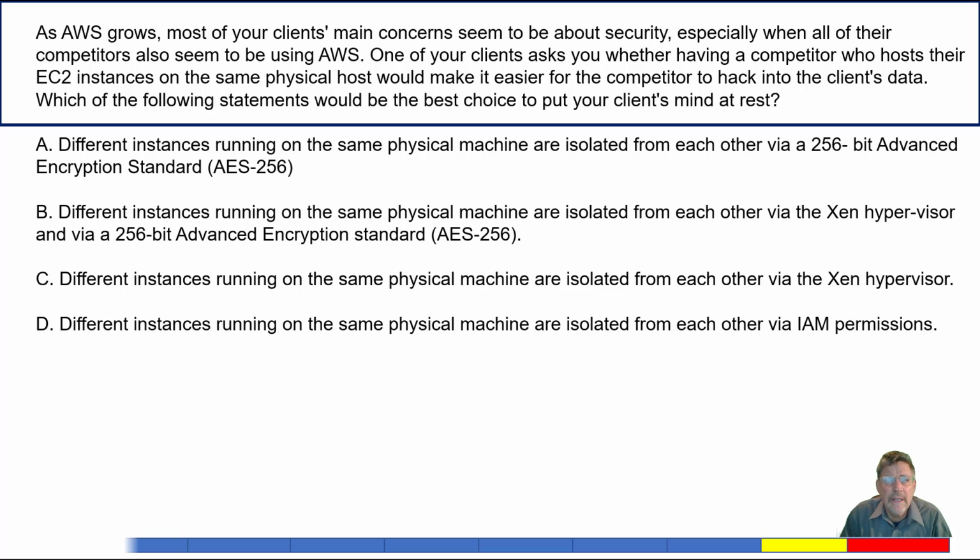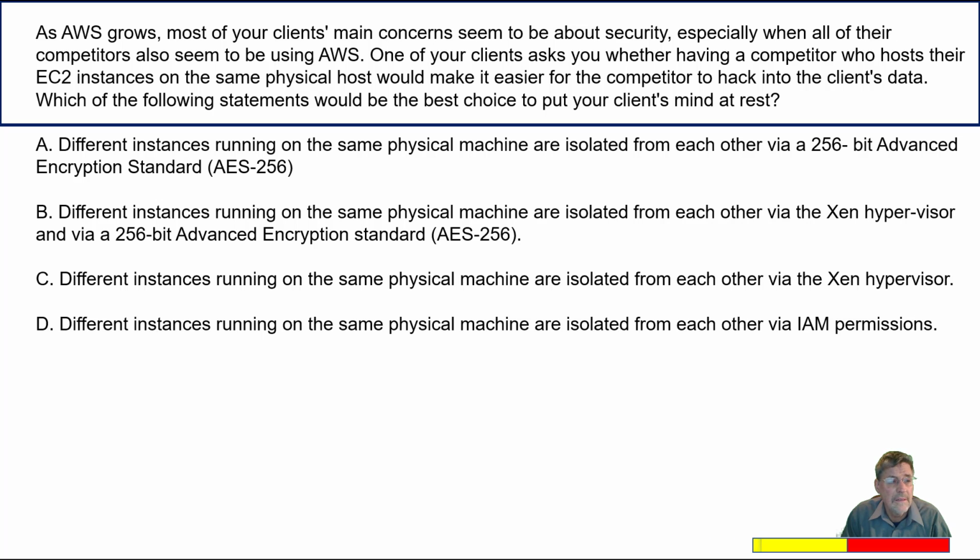As AWS grows, most of the clients' concerns seem to be about security. How can you make sure that one competitor doesn't look at someone else's competitor data? So AES encryption, 256 encryption. We have the Xen hypervisor and AES encryption. Would that help? Or is it just the Xen hypervisor or IAM permissions? Well, definitely you should drop out IAM permissions. 256 encryption is very good for data, but not for isolation. Isolation is C.